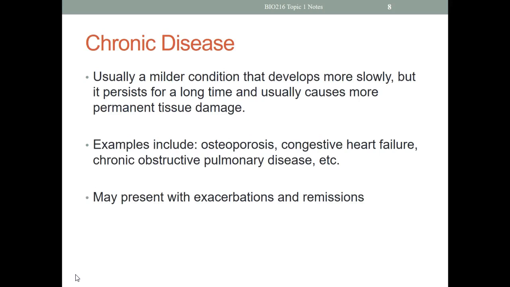Chronic disease is usually a milder condition, and it develops more slowly, but it persists a long time, and it can ultimately cause more permanent tissue damage. Some examples include osteoporosis or congestive heart failure, chronic obstructive pulmonary disease, or COPD. Chronic diseases may present with exacerbations, which means an increase in severity of the manifestations, and remissions, where we have a decrease or no symptoms.